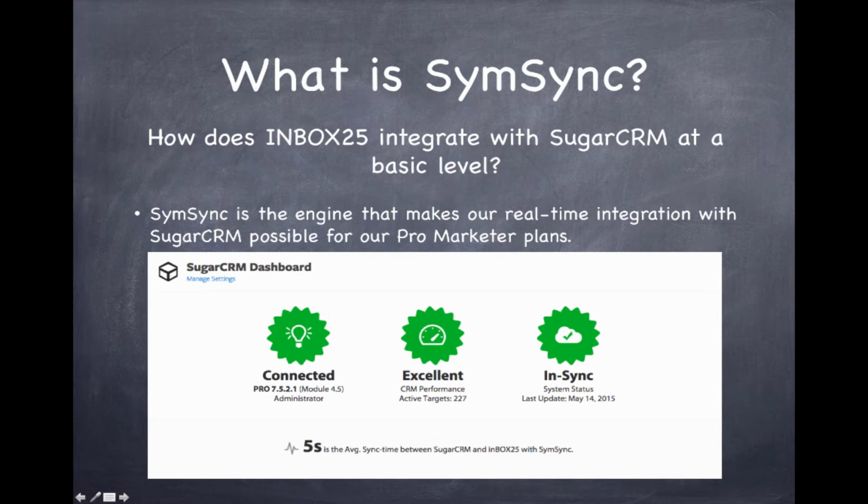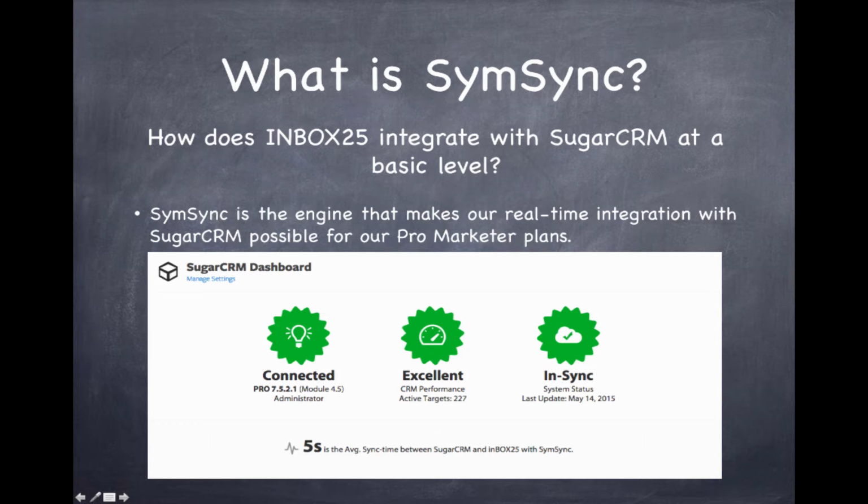So first up on the agenda, and probably most important, is what is symsync? How does Inbox25 actually integrate with SugarCRM at a basic level? Well, symsync is a real-time, bidirectional flow of information that constantly scans for updates between SugarCRM and Inbox25. So understanding its setup and processes is really integral to your marketing automation success with our platform. It's important to know that this scan happens every few seconds, so it's important to ensure that symsync is set up correctly the first time.